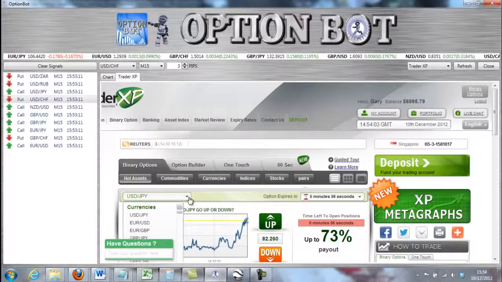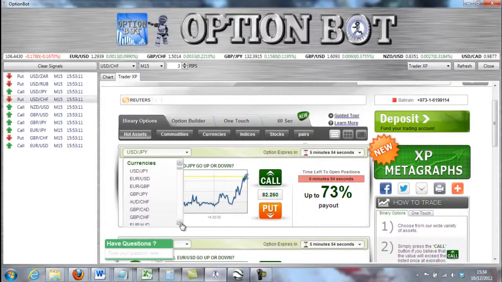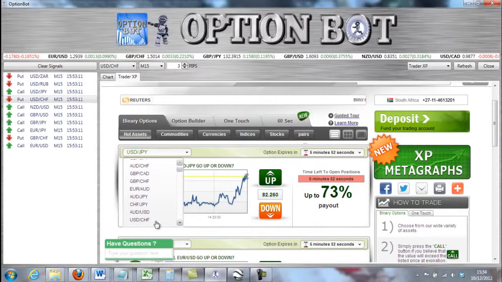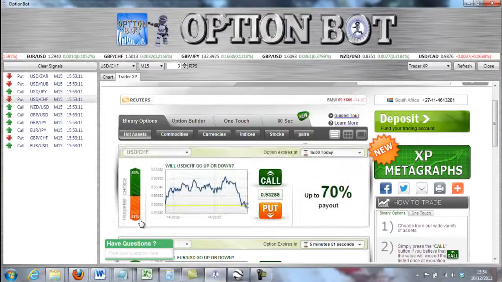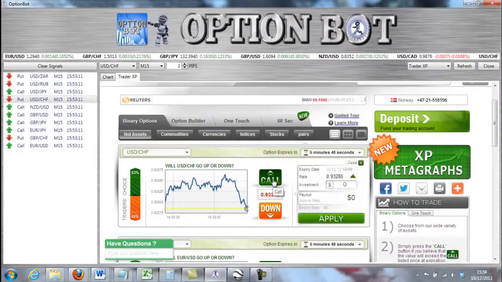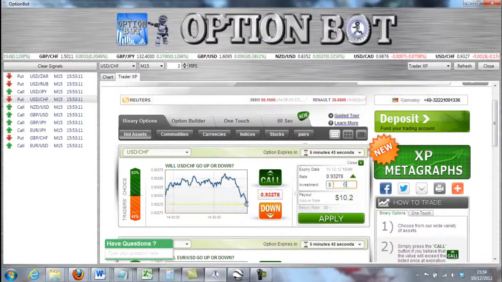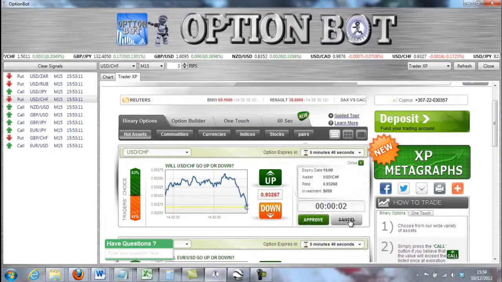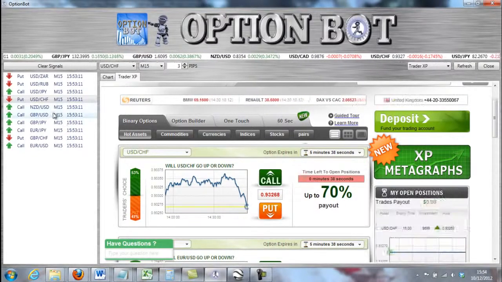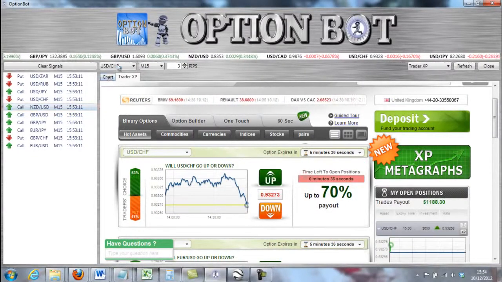So I don't even know if they have them here. USD CHF. Okay. So I'm going to place an up trade. I've only got a few seconds to do this. I'm going to put 10% of my balance down, so 699. Apply. Approve. I've only got 30 seconds, so I've got to be quick. Enter DUSD. That's also a good currency pair.